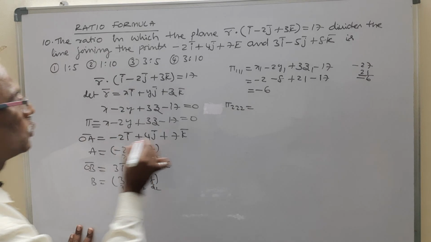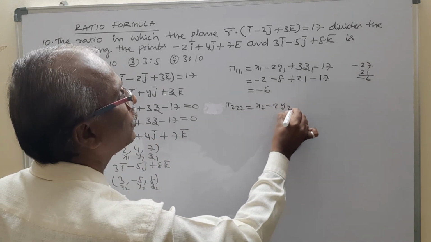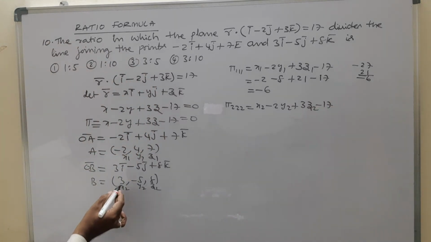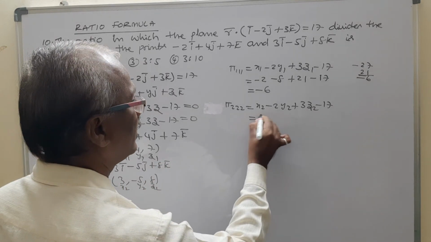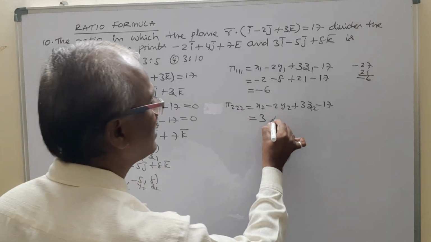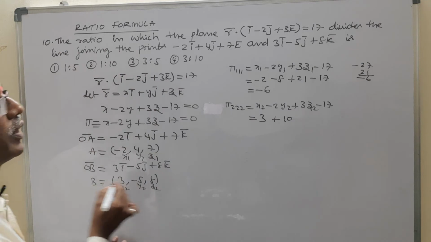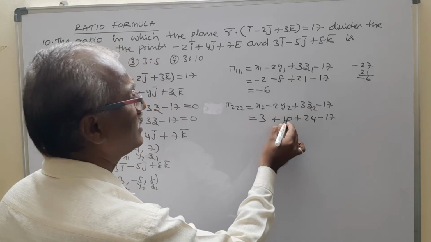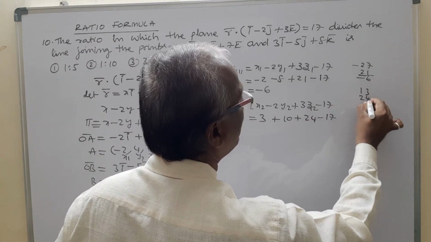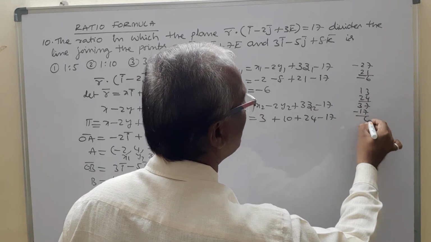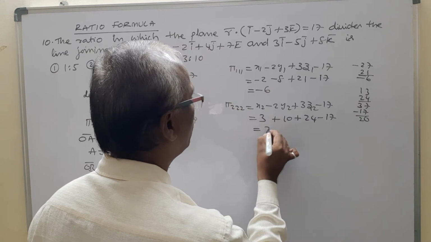Next, to find pi triple 2, in the plane equation x2 minus 2y2 plus 3z2 minus 17, apply the second point, B equal to (3, minus 5, 8). x2 is 3. Here y2 equal to minus 5, minus 2 into minus 5 is plus 10. 3z2, 3 eights are 24, minus 17. 3 plus 10 is 13, 13 plus 24 is 37, minus 17 is 20. The value is equal to 20.